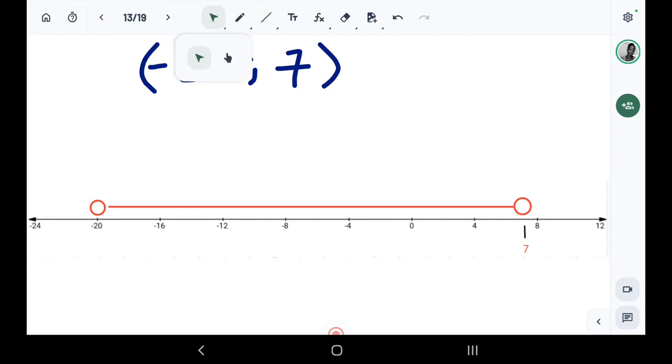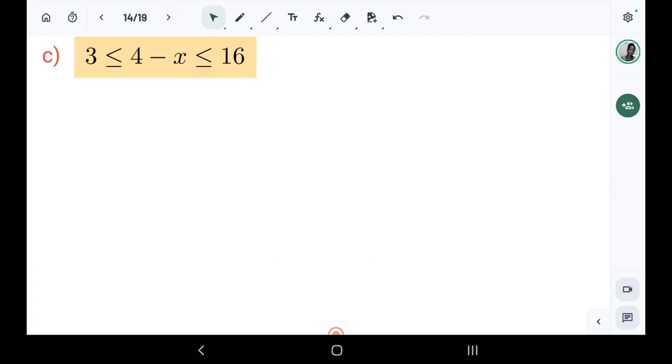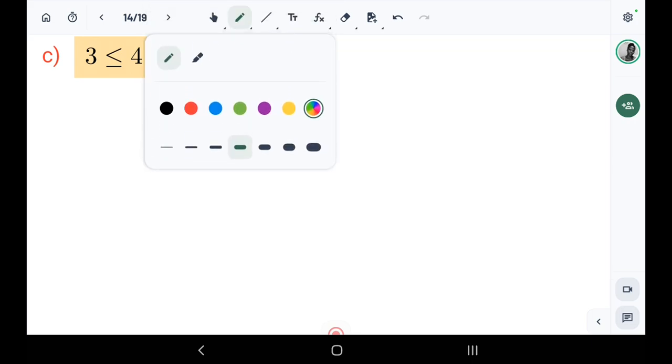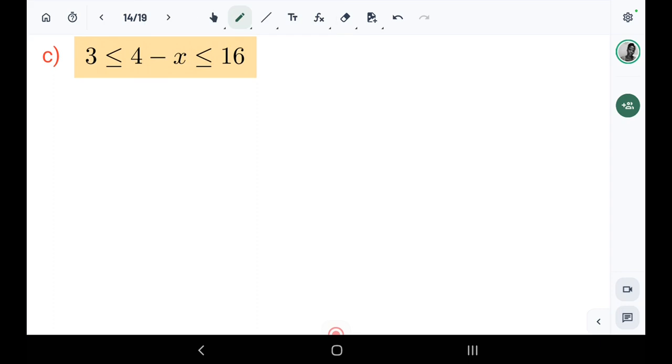Just join them together. Alright, there you go. And that's how you represent that on a number line. Next question. Similar inequality where you've got inequalities on both sides and an algebraic expression in the middle. You solve it the way you would a similar situation. So you go therefore.